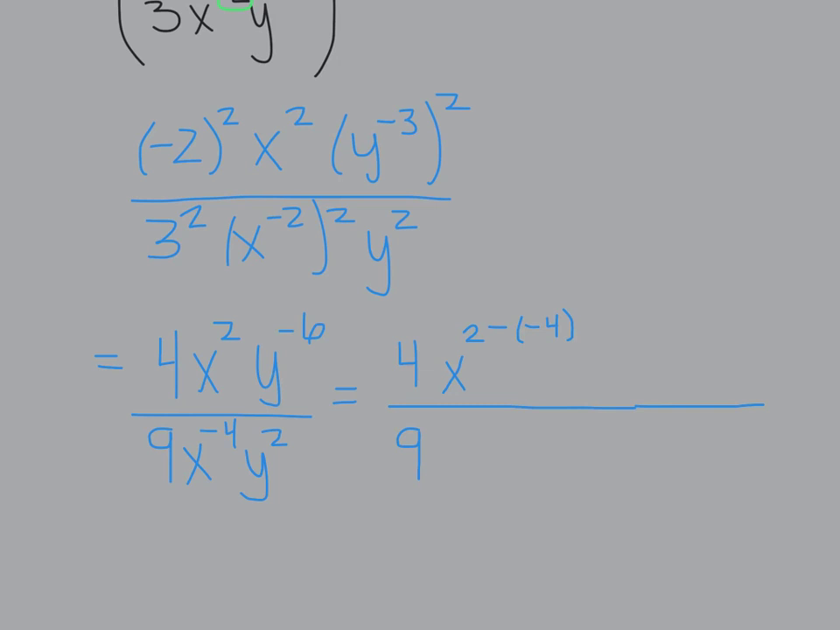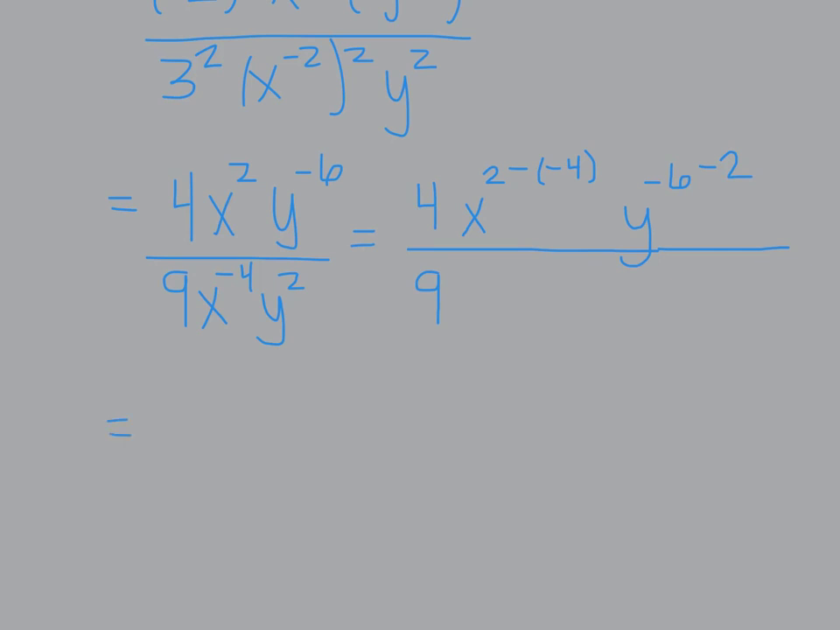Let's look at the y. Same thing, we've got y as a base in the numerator and the denominator. So we're going to subtract the exponent. So we have y to the negative 6, and then from that negative 6 we subtract a 2.